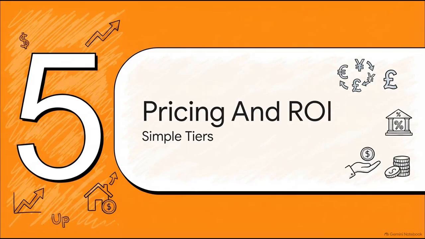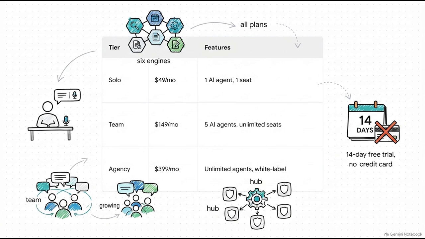And finally, Part 5, Pricing and ROI. So how exactly does this platform price its all-in-one lifecycle engine? They offer really simple pricing tiers with one massive benefit. There are no feature gates and no per-seat surprises. Every single plan includes all 6 engines. The solo tier is $49 a month for an individual agent, giving you one AI agent which can be voice or chat and a single seat.